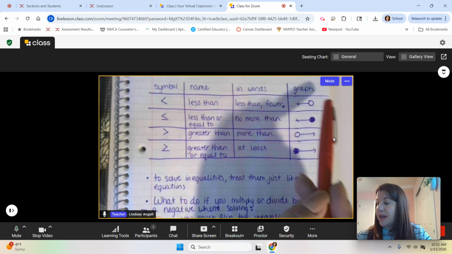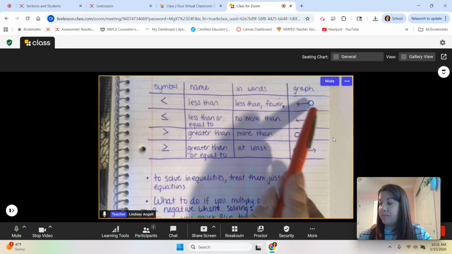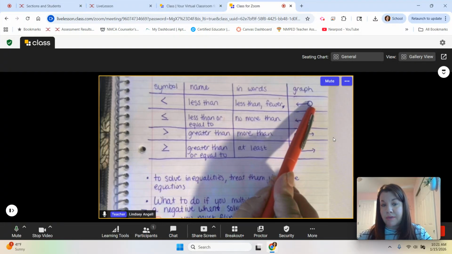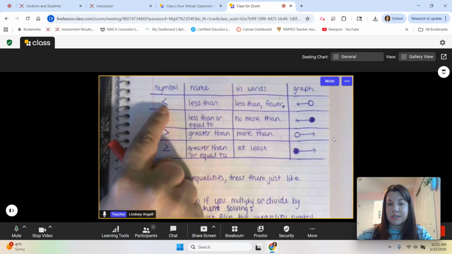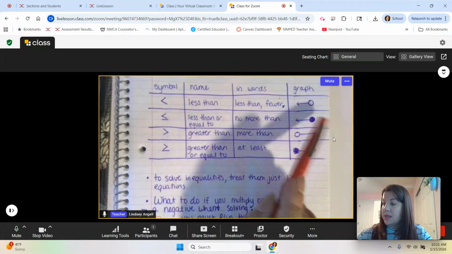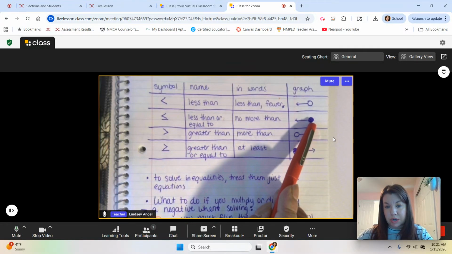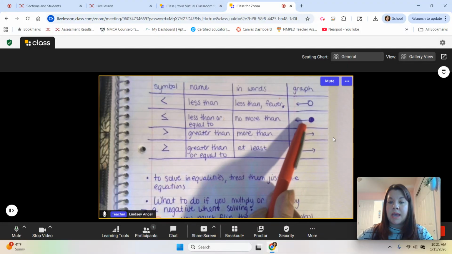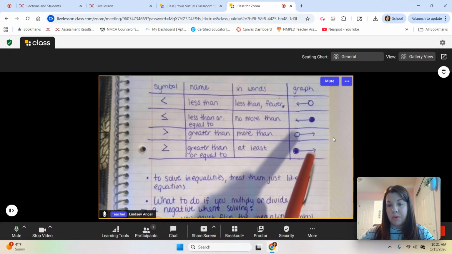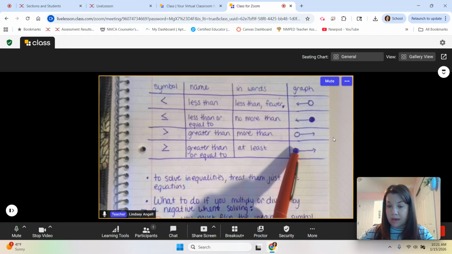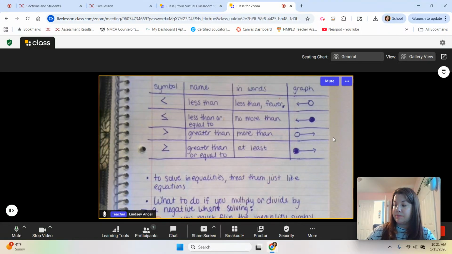Okay? I also added the graph. And so what this means is that it should have an open circle because whatever number that is on is not included in the number set. And then the arrow should be pointing to the left, right? Just like the symbol, this looks like the end of an arrow, right? This one would have a colored in circle, or sometimes I call it a closed in circle. So if you ever hear me say that, that's what I'm referring to. And again, the arrow pointing towards the left. Greater than should have an open circle with an arrow pointing to the right. Greater than or equal to should have a colored in circle with an arrow pointing to the right.